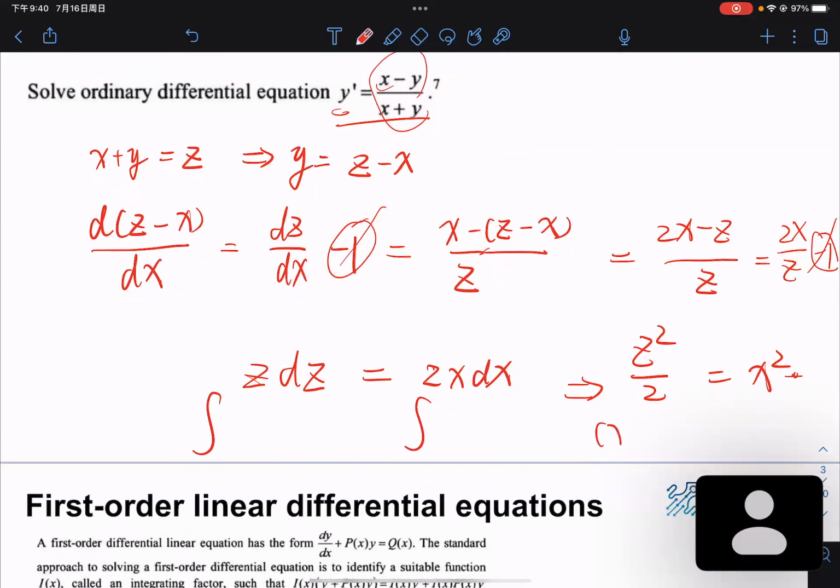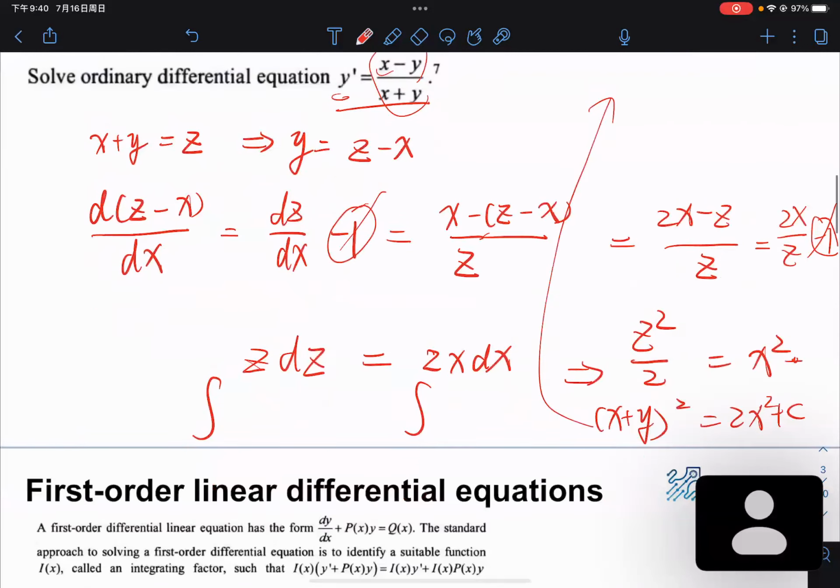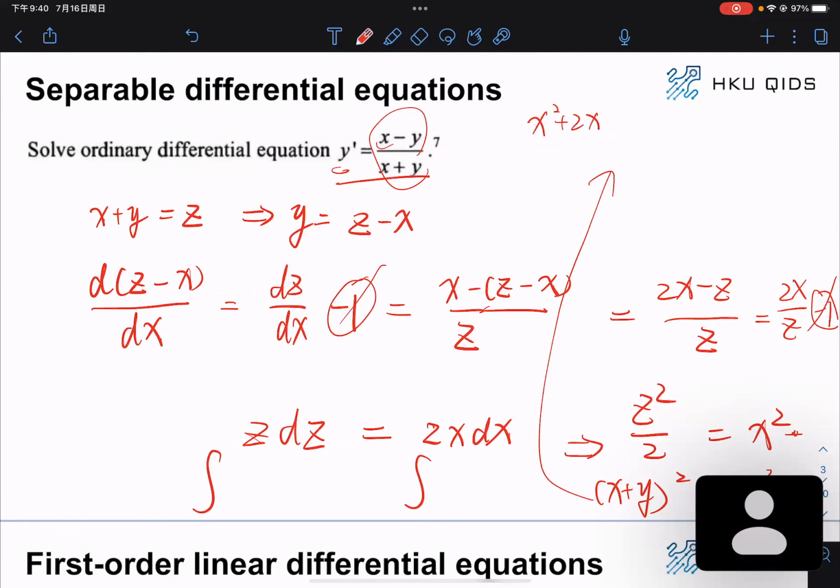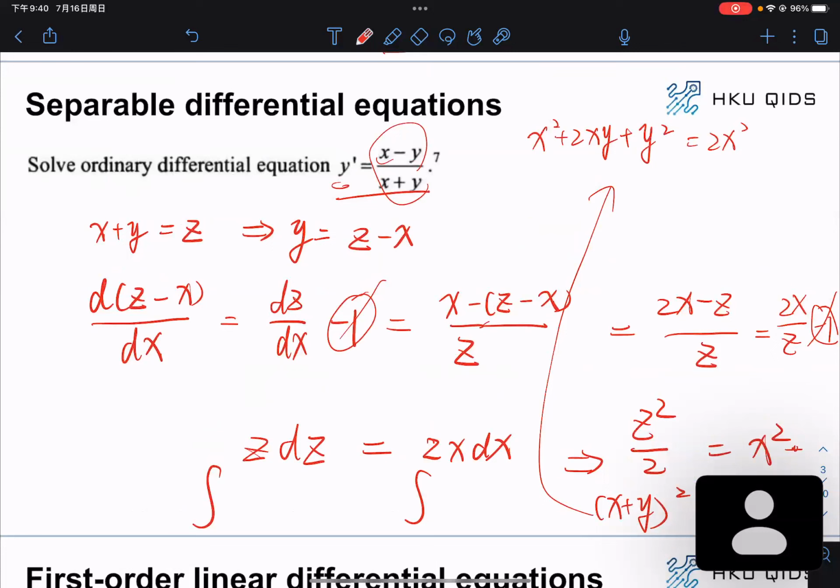So we can have (x plus y) squared equals 2x squared plus some constant c. And then if we further deal with that, we have what? x squared plus 2xy plus y squared is going to be equal to 2x squared plus c, right? And we simplify it a little bit. x squared minus 2xy minus y squared minus c plus c is going to be 0. And this is the final result.